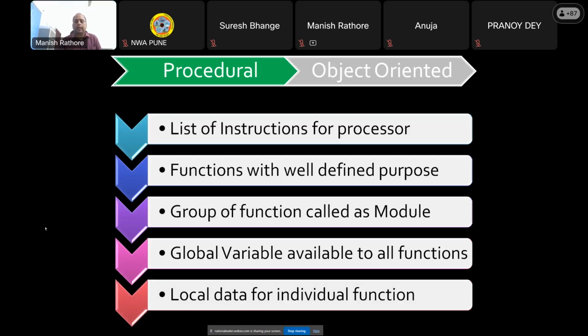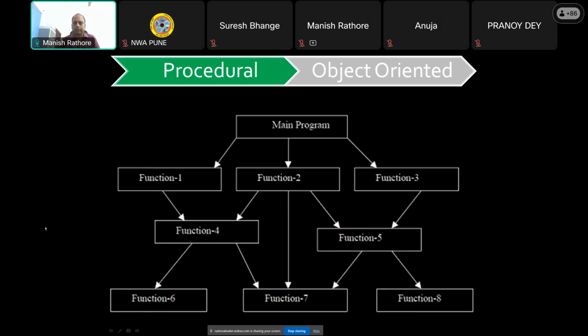So you can have some local data. For example, if you want to calculate the cube of a variable, then you may have the square of the variable as a temporary variable. Then multiply that square with the variable, you will get the cube and you will return it. That kind of local data you can maintain within the function. That local data is not available to the other parts of the program.